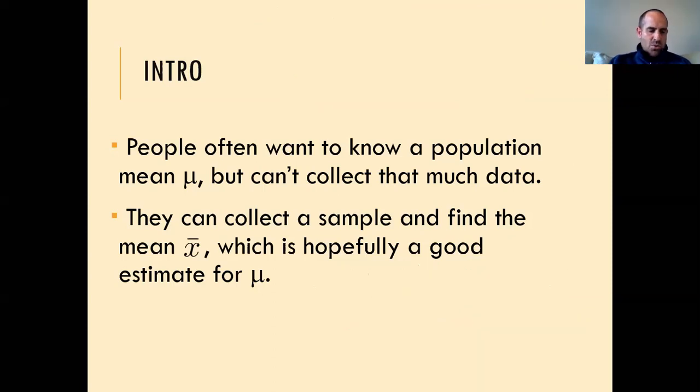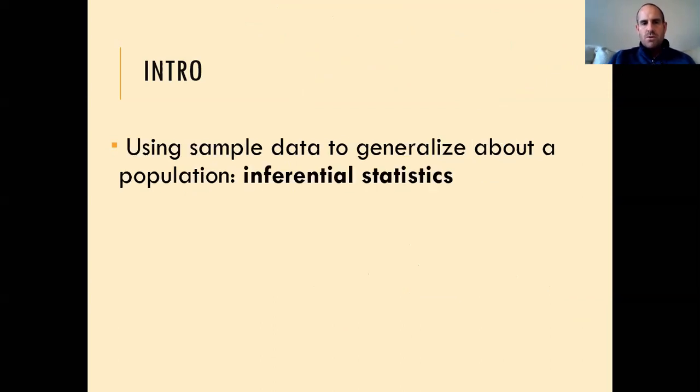All right, so we collect a sample, find the mean X bar, which is hopefully a good estimate for mu. Okay, using sample data to generalize about a population is something that we call inferential statistics. Okay, we're making inferences, like we're drawing conclusions from the statistics that we get from our sample. Okay, so we're throwing a lot of terms around here, but these are things that we've been discussing together. Okay, so inferential statistics is what we're doing right now.